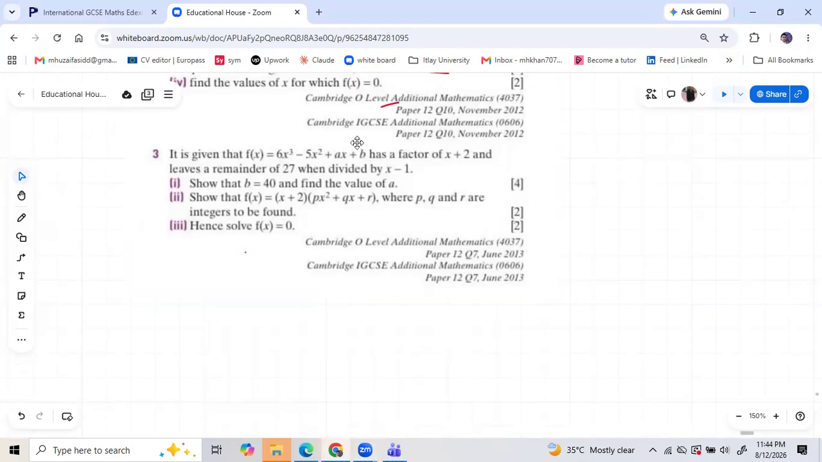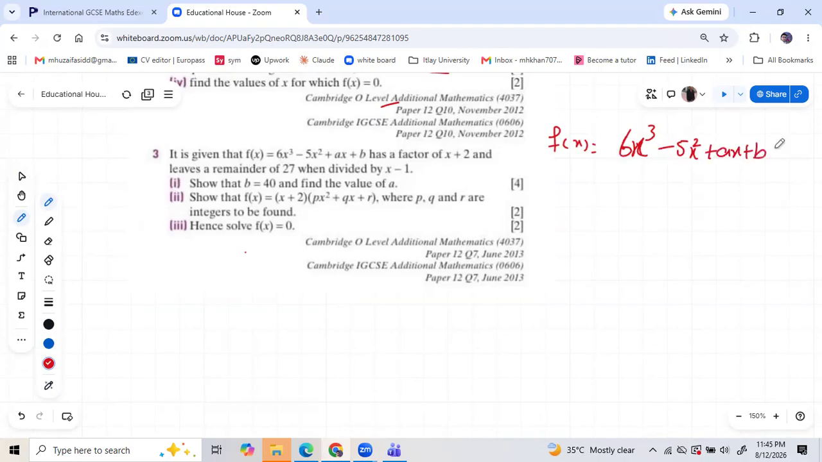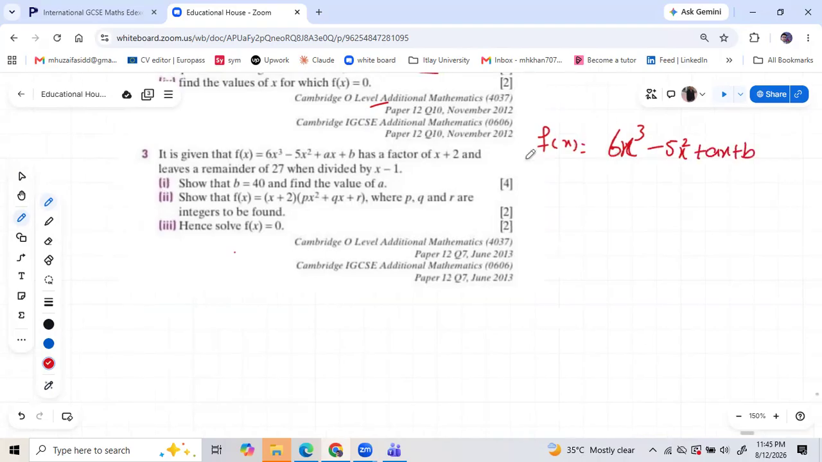Okay, this is our last problem. We are discussing f of x is equal to 6x cubed minus 5x squared plus ax plus b. It has a factor of x plus 2 and leaves the remainder 27 when divided by x minus 1. Here we have the two factors.